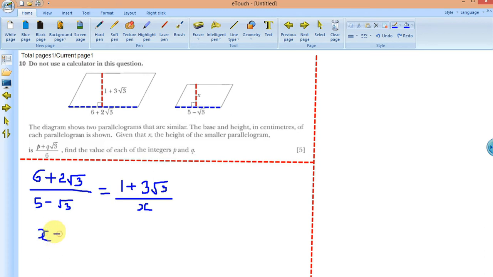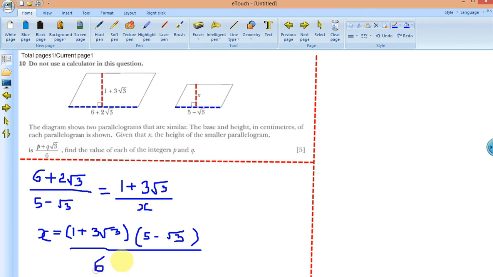If I cross multiply now, then x will give me something like this, because I want to be able to manage my board. So cross multiply this, multiply this, so I will have 1 plus 3 root 3 into 5 minus root 3. Now don't forget that this multiplies x, so to find x, divide both sides by this one here, that's 6 plus 2 root 3.